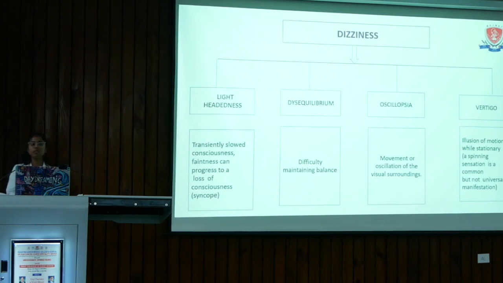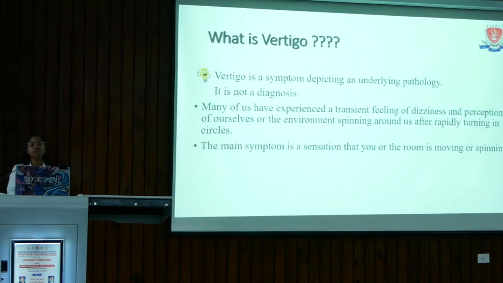But we need to know whether it was actually due to vertigo or simply due to lightheadedness, that is transiently slowed consciousness, faintness that can progress to loss of consciousness, or due to disequilibrium, that is difficulty in maintaining balance, or due to oscillopsia, that is movement or oscillation of the visual surroundings, or due to vertigo, that is illusion of motion while stationary. What is vertigo?